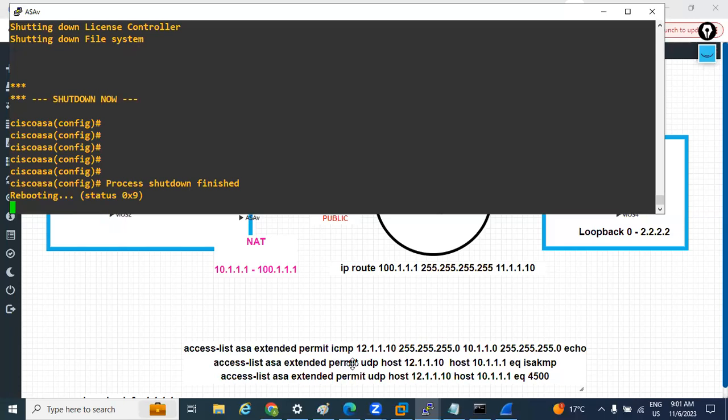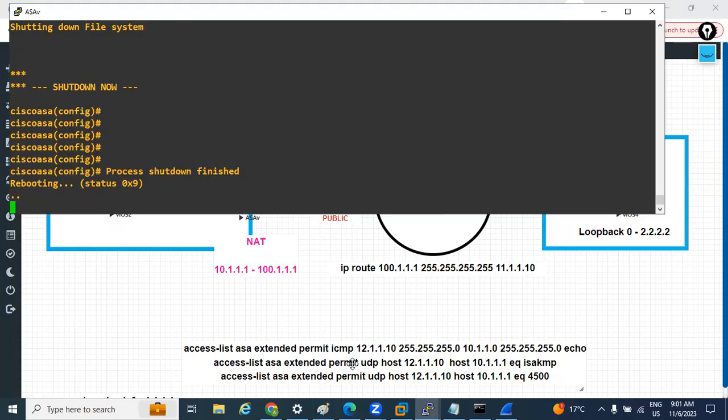Well, sometimes it happens, okay. We have seen these kinds of issues in the ASA class also. So let me just restart the device here.